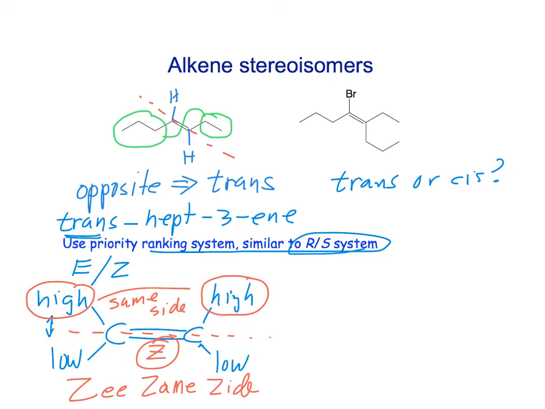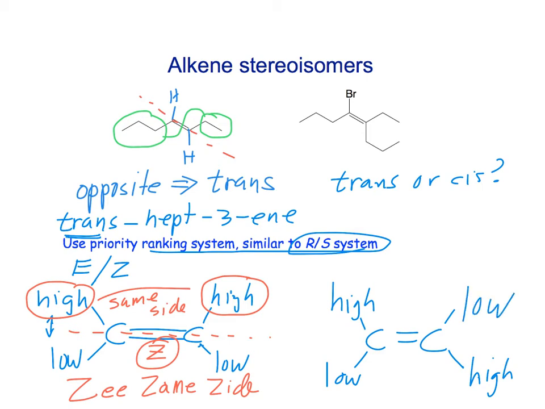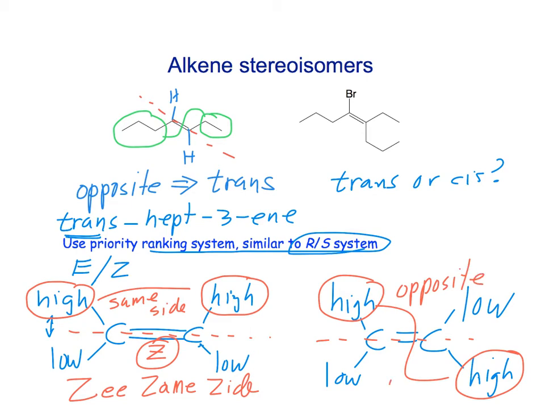All right, so the other possibility is here's our two groups, and we have a high-ranking group here, low over here. But in this case, we have the high over here and low. All right, so now we have those. We look at the axis down the double bond. We see that the high group and the high group, these are on opposite sides. And opposite is referred to as E.